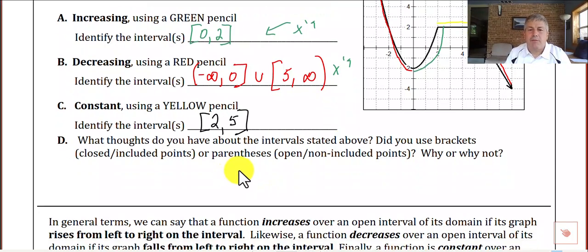What thoughts do you have about the interval stated above? Did you use brackets or parentheses? Why or why not? We use brackets because the endpoint's included in the domain, and parentheses for infinity. So we did use brackets here at these inflection points.